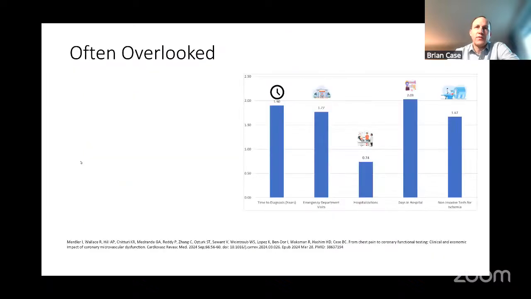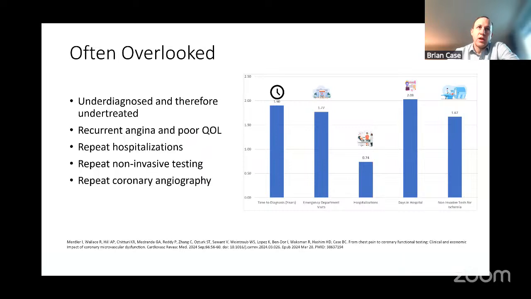Again, it's often overlooked. If you're not thinking about it or you're not evaluating for it, it's underdiagnosed and therefore undertreated. It results in recurrent angina, poor quality of life, repeat hospitalizations, repeat non-invasive testing, and repeat coronary angiographies. This is our analysis of about 300 patients from our registry.